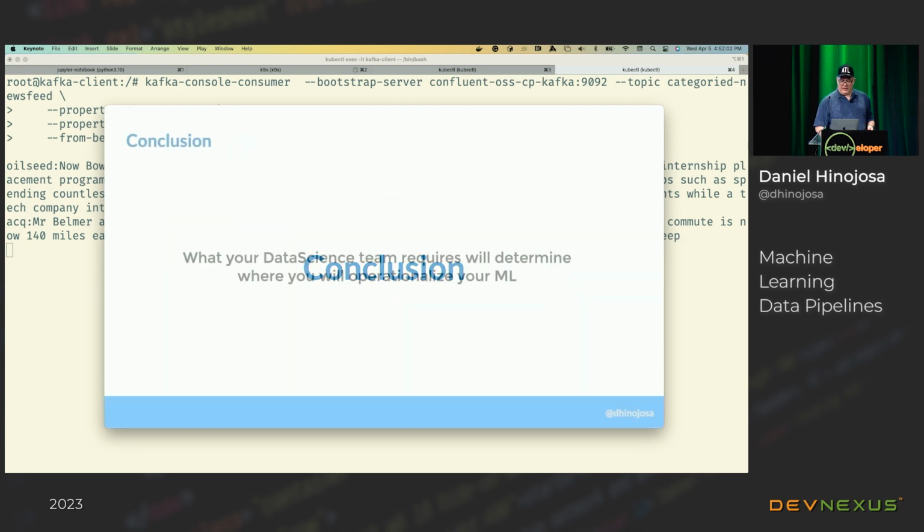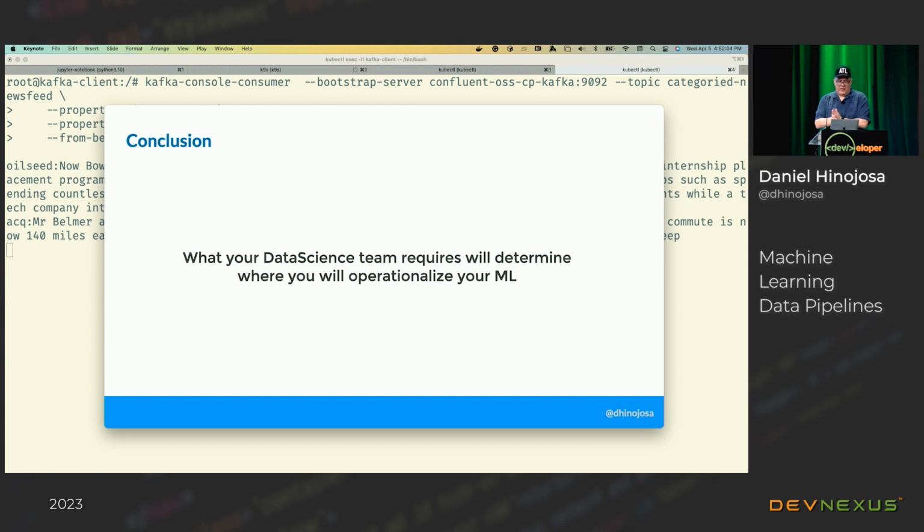All right, well, I'll leave it there. So what your team requires will determine where you'll need to operationalize your ML, depending where you're coming from. So it's all about working together and having the quality tools that you need.